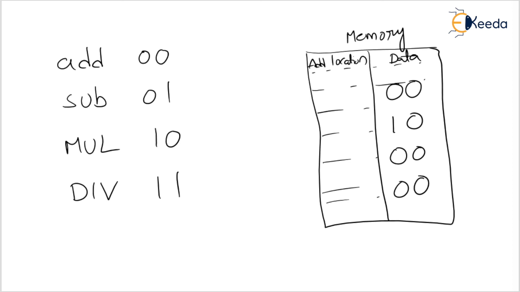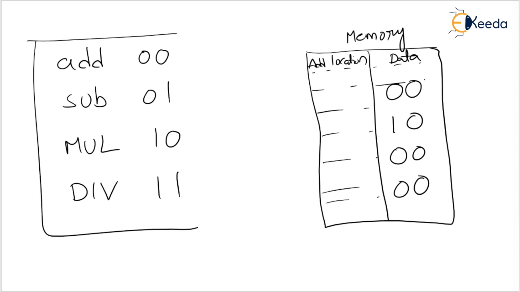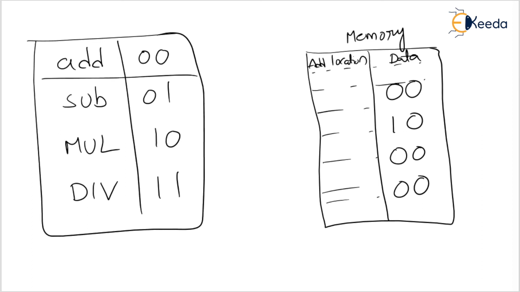Now you tell me, by seeing this table, what data we are having. Each instruction has one opcode. Yes or no? Now we are entering this data. What does 00 mean? By observing the table, tell me. 00 means add. Next, 10 means, tell me.